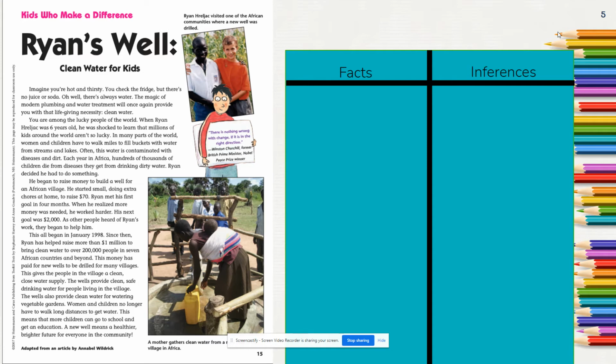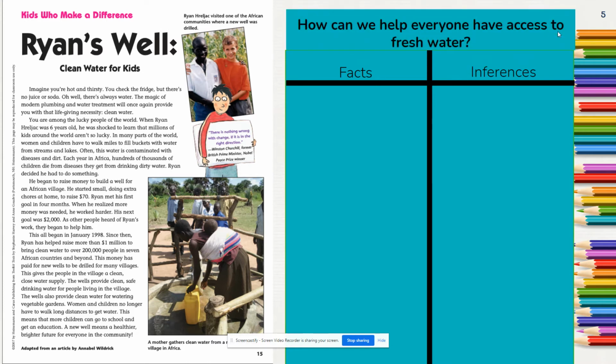All we have to do is turn on a faucet and it's there. And if not, what are some ways that we can help people get fresh drinking water? This will be my essential question. How can we help everyone to have access to fresh water? As I read the article, I keep my essential question in mind because I'm trying to infer the answer to that question. We may read to uncover facts and ideas that help us to answer this question.